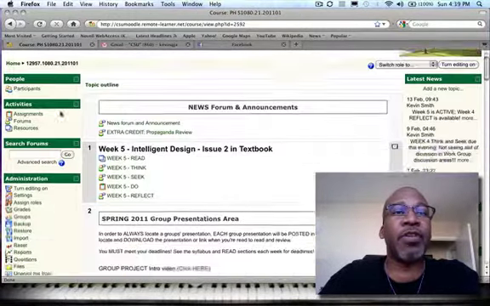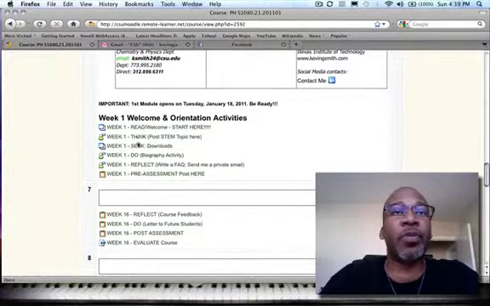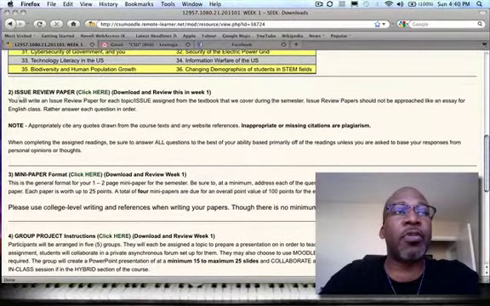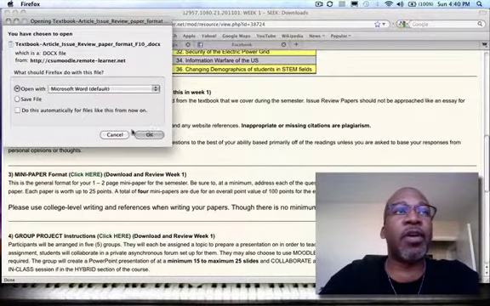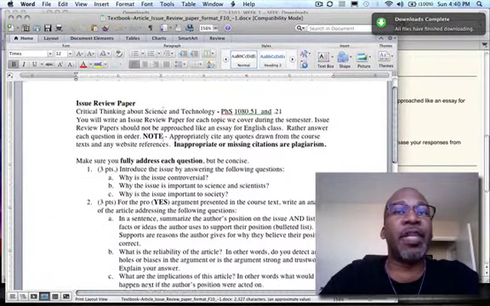In case you haven't, you can go down to week 1. You go into week 1, the seek assignment, where it says downloads. You're going to go to number 2, the issue review paper. Sometimes it's called the article review paper. You're going to click here. It's going to download, and it should pop up. This is what you're using.